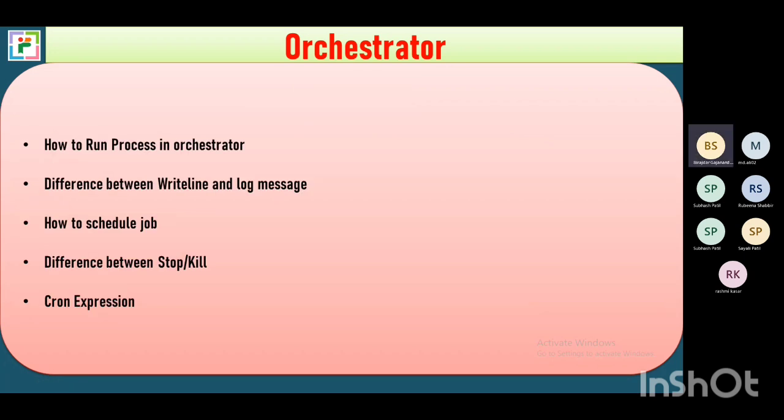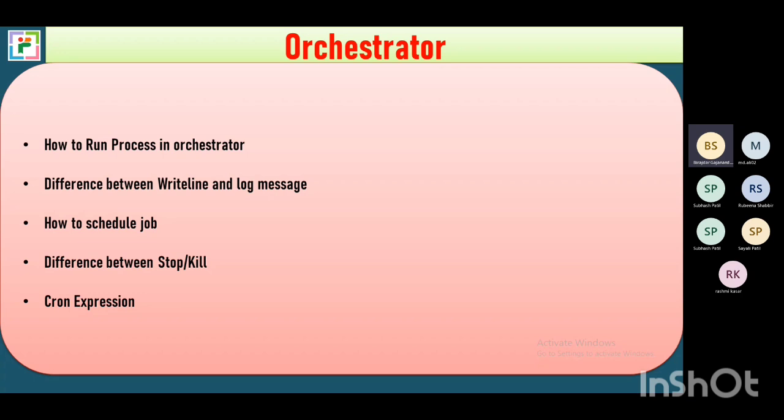In yesterday's session, we went through how to run a process in Orchestrator. Already we have seen what is write line and log message in the previous session. Yesterday we did not go through that, but as you are aware, that is a very important topic. Then how to schedule a job. Yesterday we saw different types of triggers like time-based trigger and queue-based trigger. Then the difference between stop and kill that we will see today.